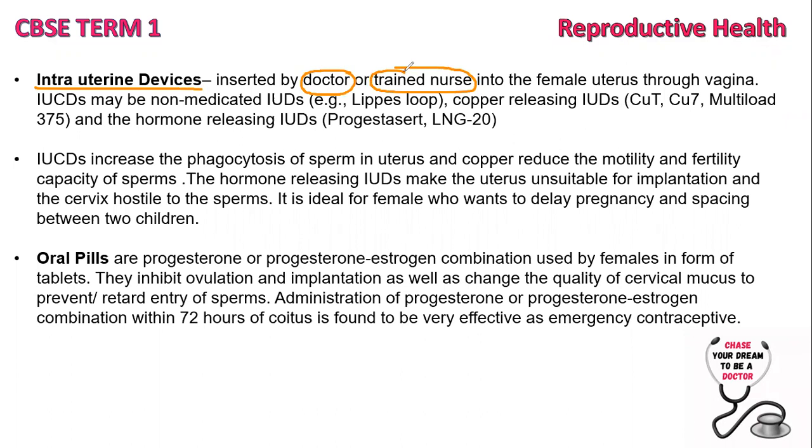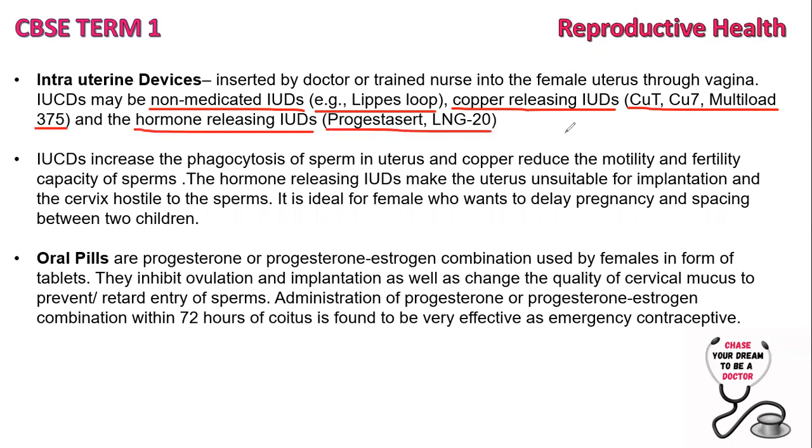IUDs can be of mainly three types. Non-medicated IUDs, for example, the Lippes loop. Copper releasing IUDs: copper T, copper 7, Multiload 375. And hormone releasing IUDs: progesterone or LNG-20. So what are the three main types? Non-medicated IUDs, example Lippes loop; copper releasing IUDs, copper T, copper 7, and Multiload 375; hormone releasing IUDs, progesterone or LNG-20. This is a very, very important one.